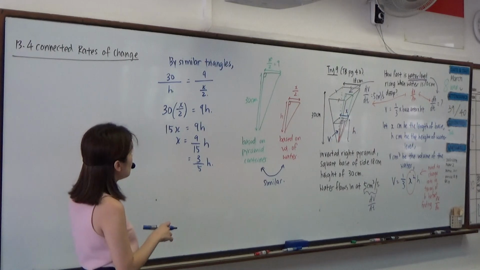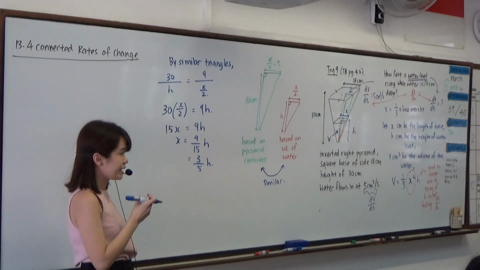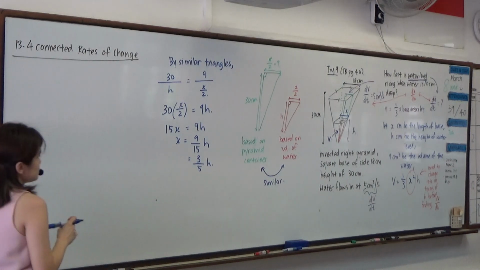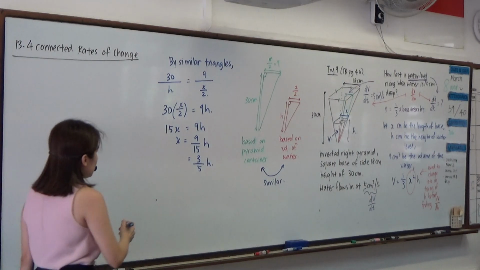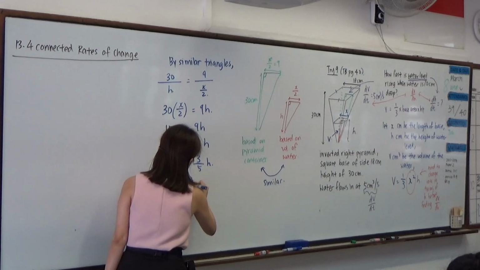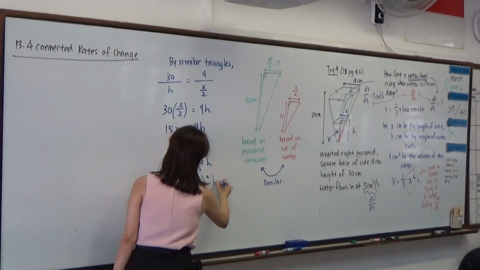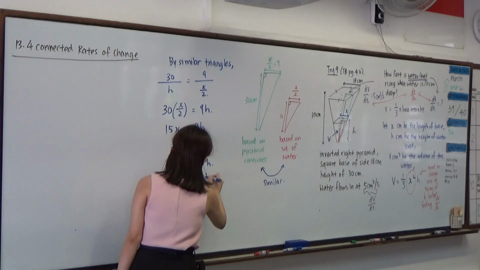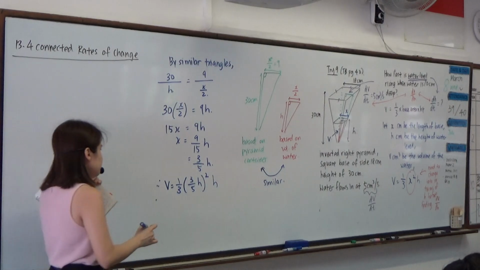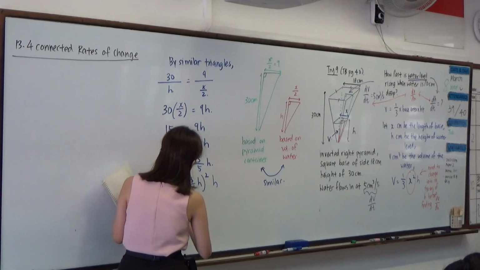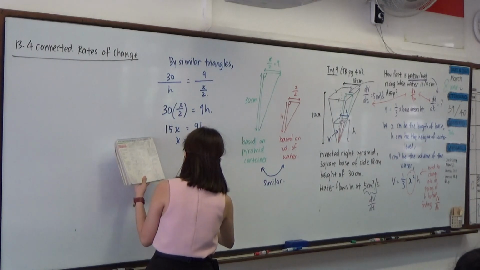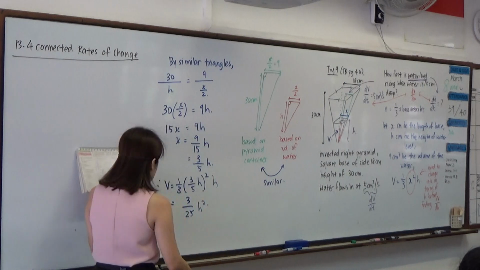So this is how we overcome changing our x into h. And therefore, our volume is now 3 over 5 h, bracket squared, times h itself. That would give us 3 over 25 h cubed.